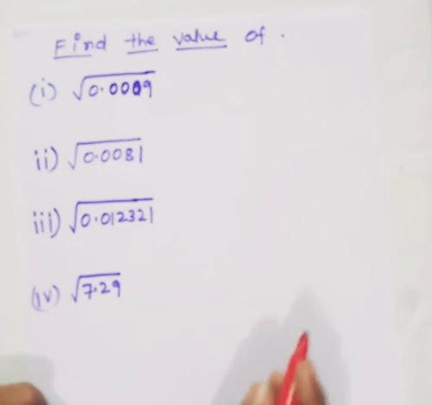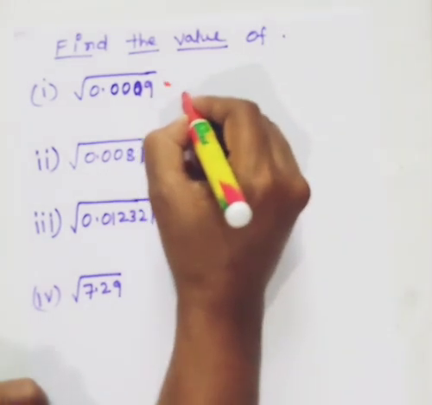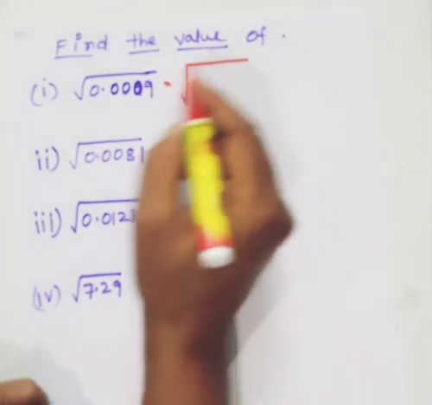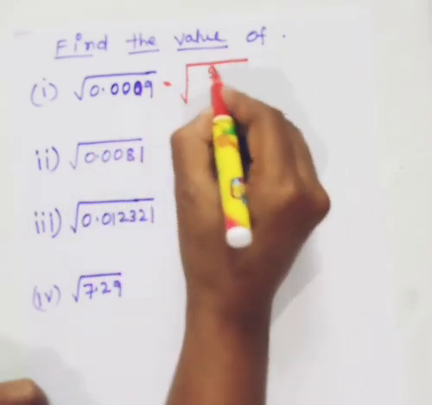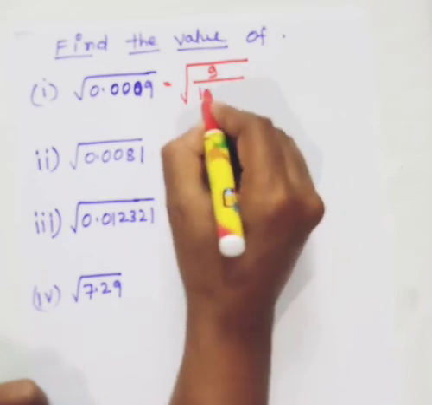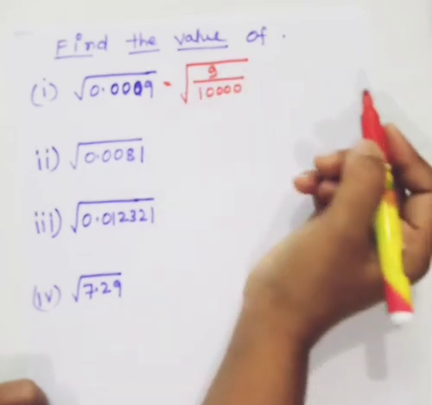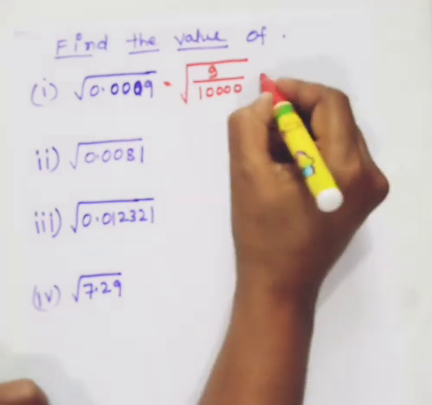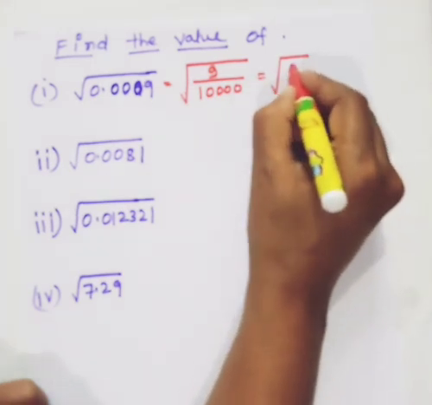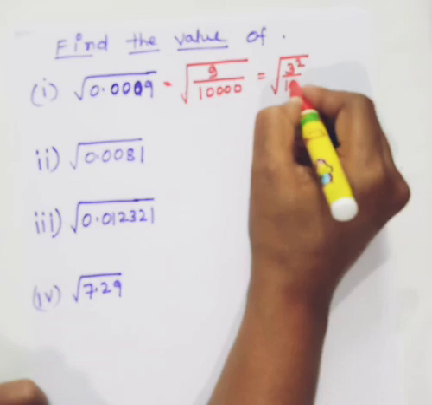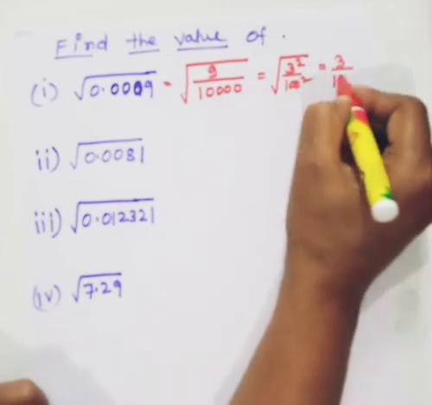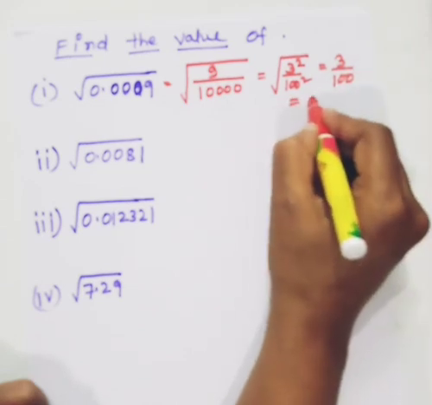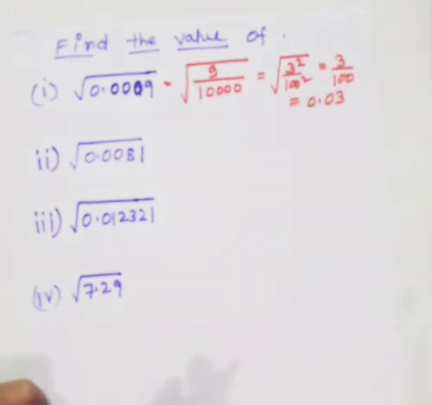So let us see how we can do this. Keep the square root as it is and see, we have 0.0009, so we can say that this is equal to 9 by 10,000. This is nothing but equal to 3 square by 100 square, isn't it? So this will be equal to 3 by 100. So your final answer is 0.03. That will be easier.